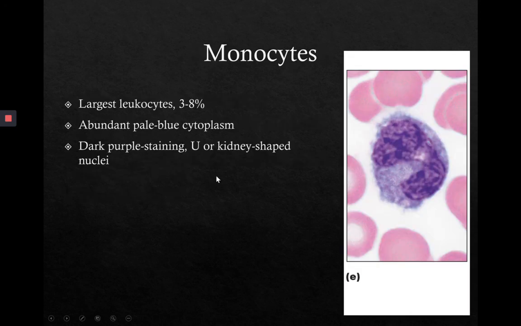Then you have the largest leukocyte, which is another name for white blood cells, and this is the monocyte. Monocytes are really abundant in certain areas, especially sites of injury. They have a dark purple staining nucleus that's U or kidney bean shaped. And they can turn into macrophages, which we have talked about before. Macrophages are voracious phagocytes that eat up debris at sites of injury. And macrophages are found in tissue, where monocytes are found in blood.